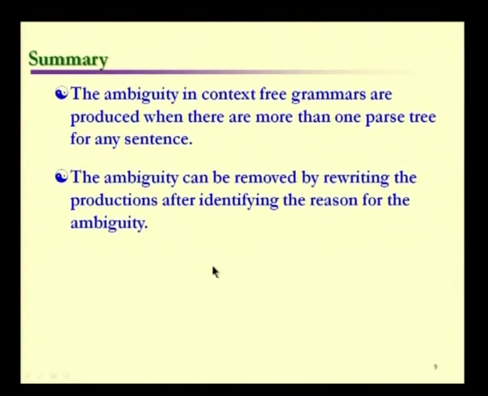To summarize, ambiguity is because of more than one parse tree for a sentence, or more than one leftmost derivation or more than one rightmost derivation, and the ambiguity can be removed in most cases. After identifying the reason for the ambiguity, we remove it by rewriting the grammar, so that the grammar ambiguity is eliminated and thus the parsing table can be constructed.